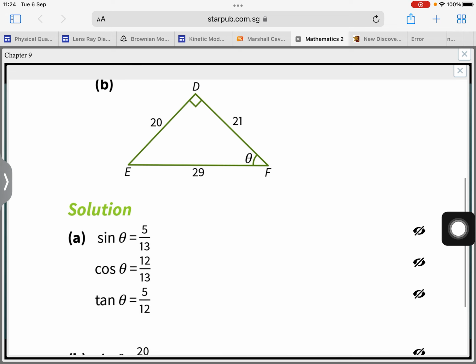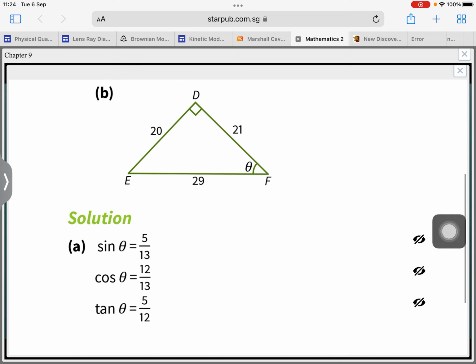Next, for this particular right angle triangle, we have DEF. You can see that the hypotenuse will be EF. This is the longer side of 29, and is also the side opposite the right angle. The angle of interest is at F, theta is here. So in this case, DE will be the opposite and DF will be the adjacent, because DE is opposite of this angle. So with that, let's look at the same thing.